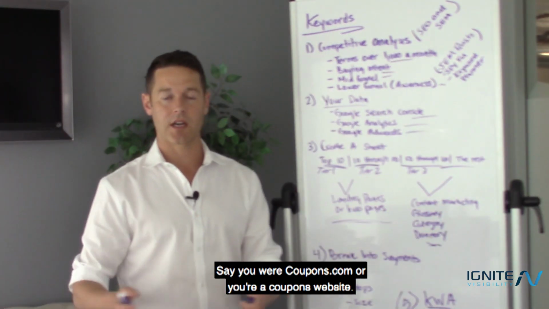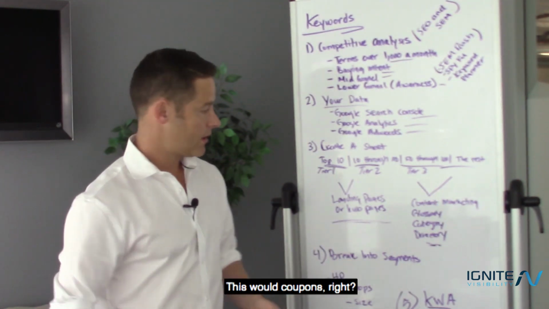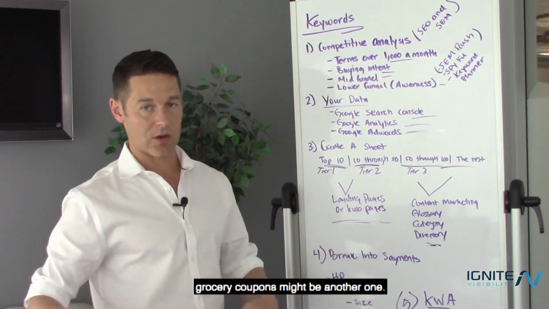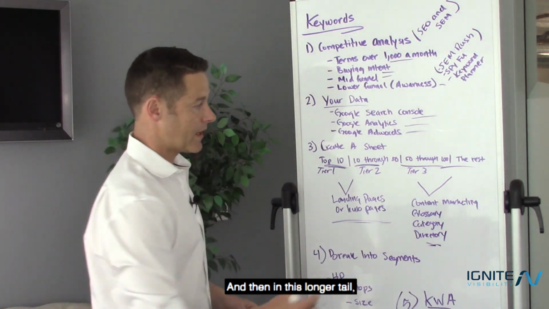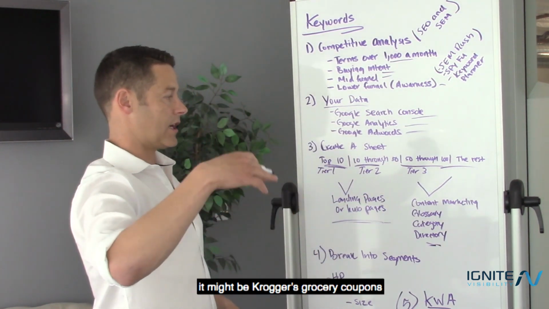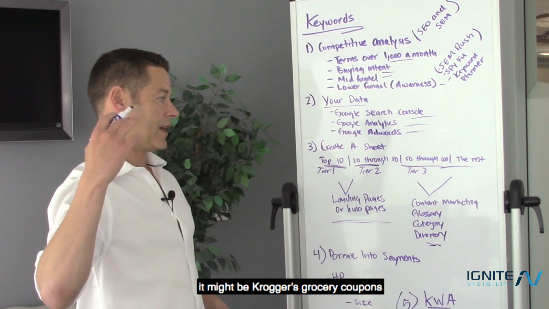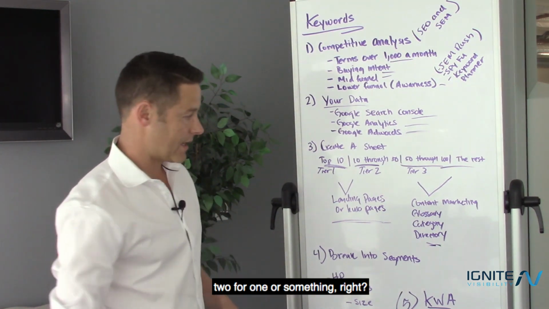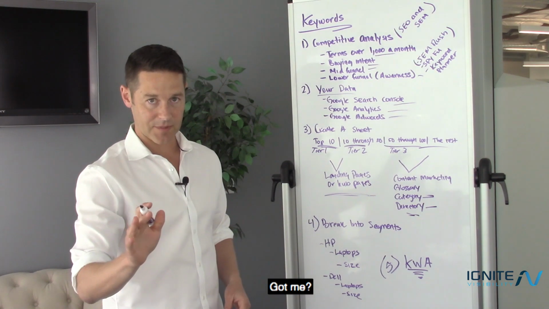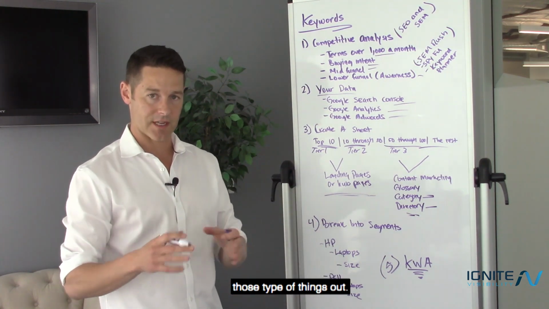Say you were coupons.com or you're a coupons website. This would be coupons, right? That would be a top 10 term that you care a lot about. Grocery coupons might be another one. And then in this longer tail, it might be Kroger's grocery coupons, 2 for 1 or something, right? And that would end up in a category directory type of section. Got me? Okay, so that's kind of how you're gonna break those type of things out.